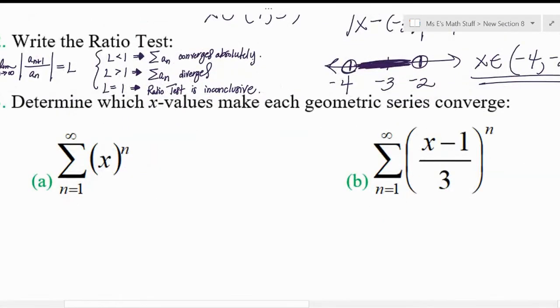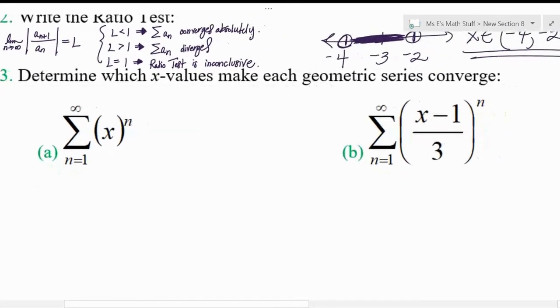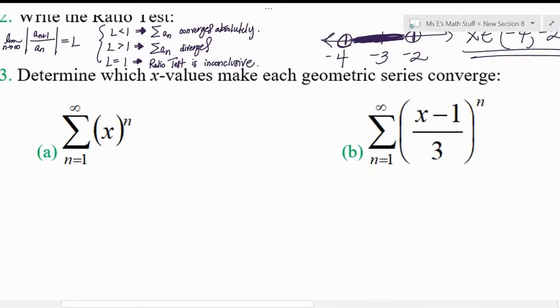Okay, now for warm-up number 3, determine which x values make each geometric series converge. And if you weren't sure how to go about it, you could always fall back on if in doubt, expand it out. So like for part A, if n is 1, you get x. If n is 2, you get x squared, x cubed, x to the 4th, and so on. So hopefully now you could see what I meant by, this is geometric. So, and for what x values would it converge? Well, x is your common ratio for part A. So we'll just say your common ratio is x.